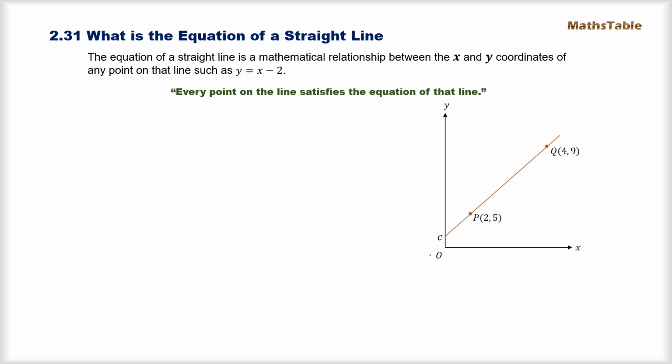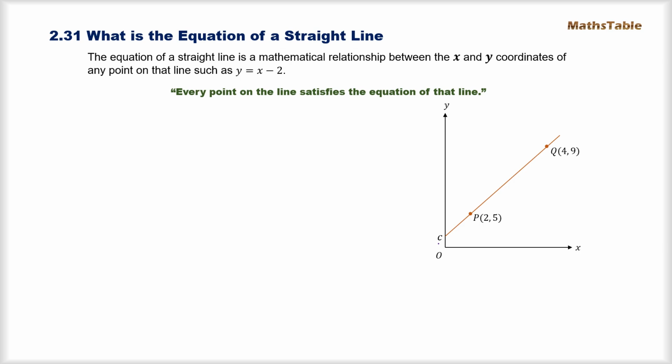Now to better understand this, we can take an example of a straight line graph which passes through 2 points P and Q with the coordinates given to us, and a third point which is basically called the y-intercept of this line, and it is the point where it crosses the y-axis. This point is commonly represented by a small letter c.